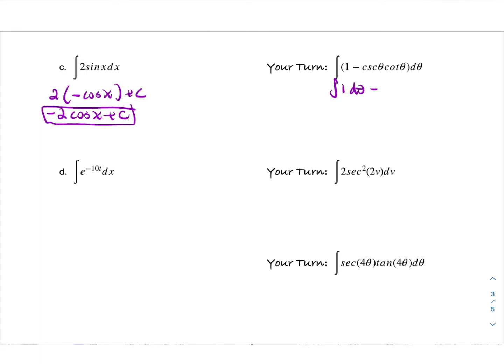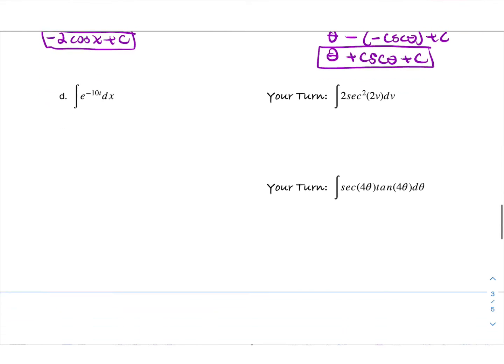Breaking this up into the integral of 1 minus the integral of cosecant theta times cotangent theta. Well, the integral of 1 is theta, and minus the integral of cosecant times cotangent is negative cosecant theta plus c, so that gives us theta plus cosecant theta plus c.